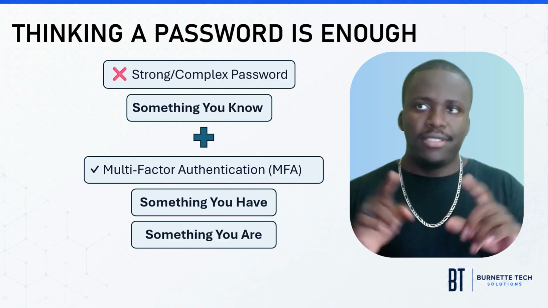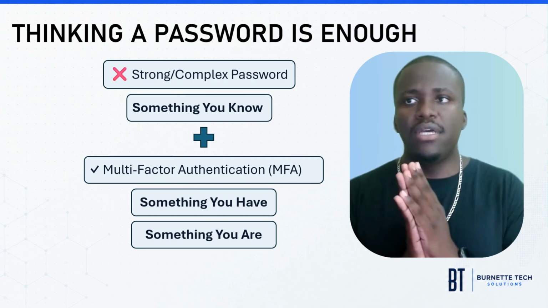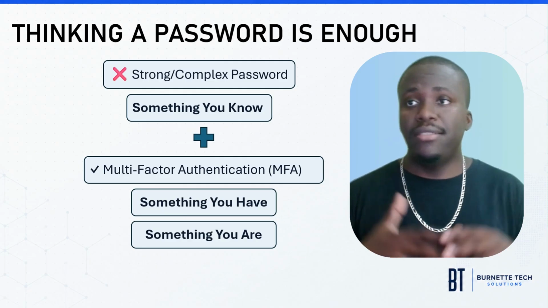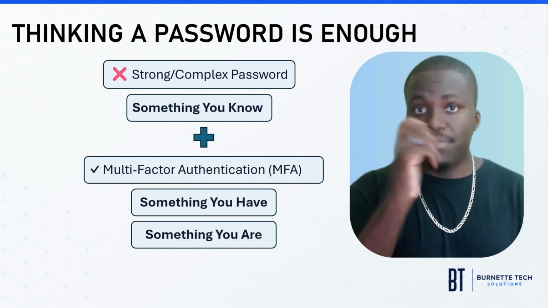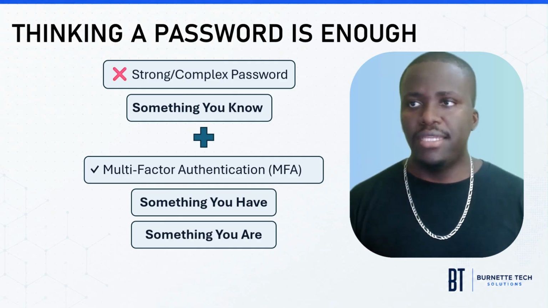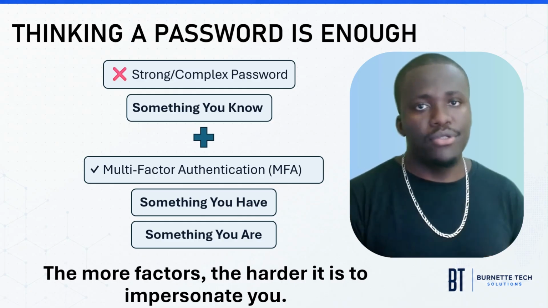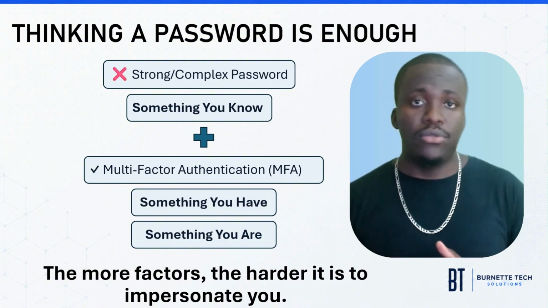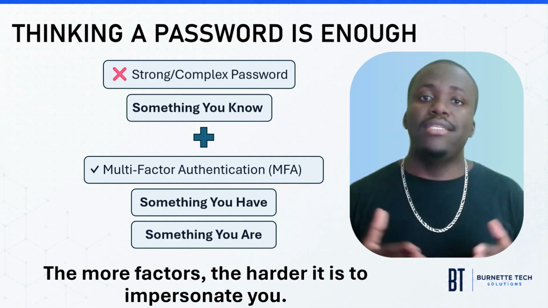So when you're dealing with your email environment, ensure that you don't only have the password, the something you know. Add something you have, or something you are. And in the best scenario, you add all three: something you know, a password, something you have, a phone, and something you are, something like a fingerprint or a face ID. The more factors, the harder it is for someone to impersonate you. If they get your password, then they will not be able to also have your phone or your fingerprint and your face ID so that they can get access.